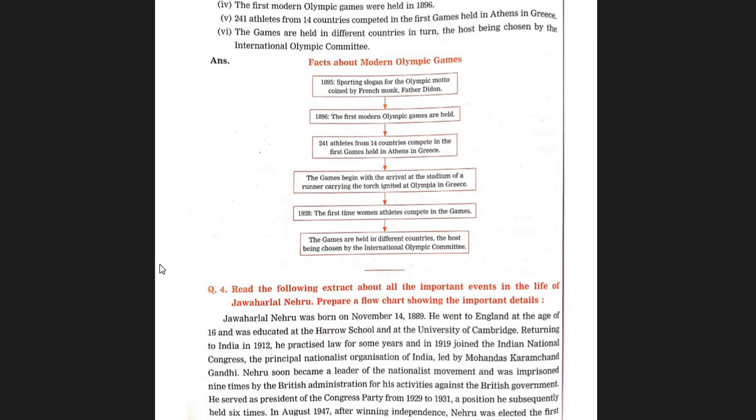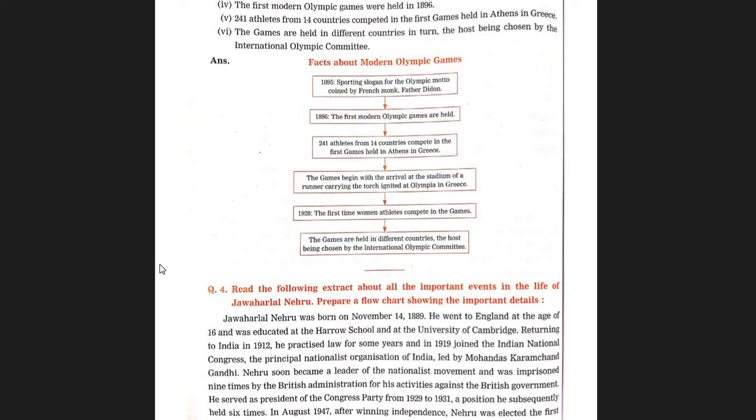Facts about modern Olympic Games. You can see the rectangular boxes on your screen which are connected with arrow marks. These arrow marks are all moving towards one direction. Take note, this is a flow chart, and now you need to arrange the information given in the paragraph in proper order, that is, one after the other.